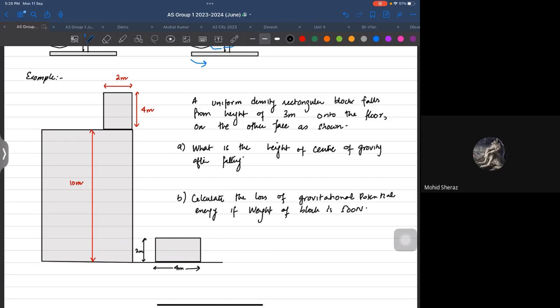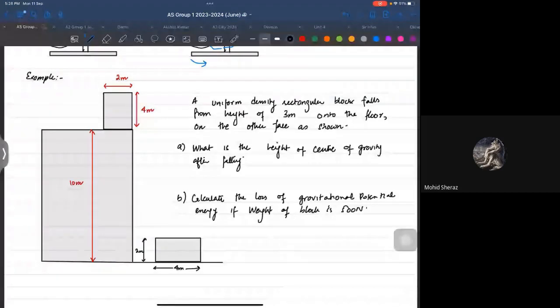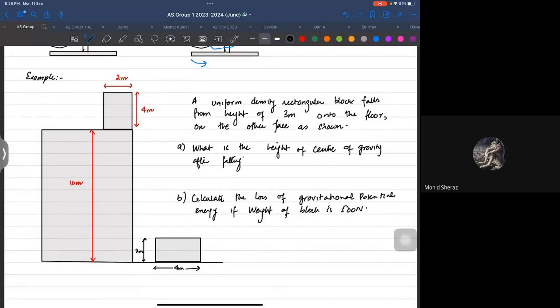The height will be 12 meters. Not 12, sorry, 7 meters. No, 7 meters now. Okay. But I'm not asking about that. He's asking what is the height of center of gravity after falling? Is it 1 meter?